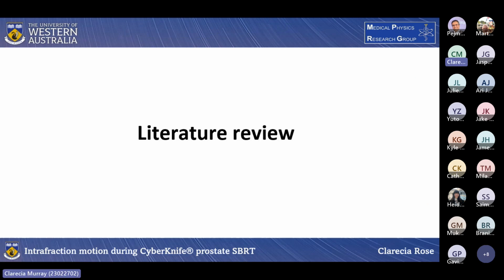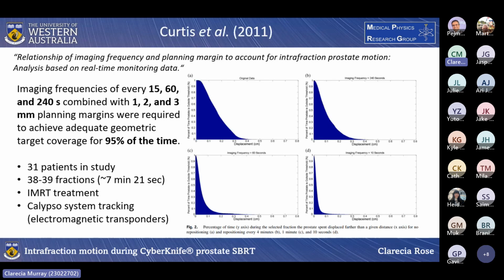So before we talk about what was covered in this study, we'll just briefly go over the literature. There are three main studies that I'm going to mention. The first was tracking that was done in real time, and this is Curtis et al. It was concluded that 15, 60, and 240-second imaging combined with 1, 2, or 3 millimeter planning margins were adequate to capture 95% of the motion, to cover basically geometric accuracy for 95% of the time.